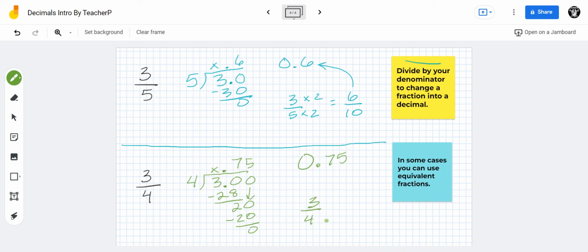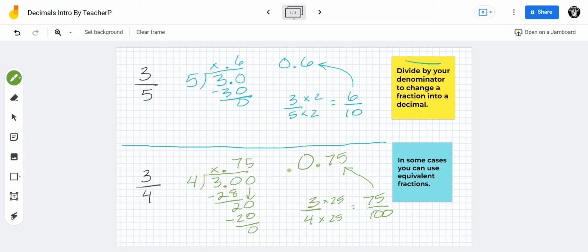This one is trickier to do with equivalent fractions, but you can. You take your 3 over 4 and you say, okay, I need to change that into a 10. Ooh, I can't change a 4 into a 10. Can I change it into 100? Yes, I can. And we will say 4 times 25 and 3 times 25. Using equivalent fractions, I get 75 over 100, which equals 0.75.